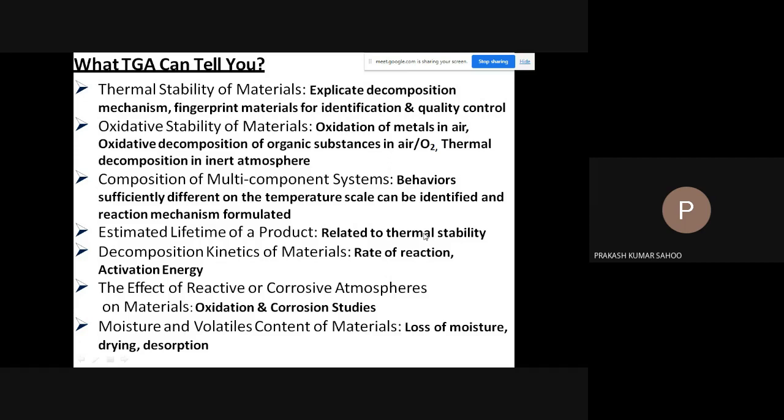Loss of moisture, drying, desorption, these things happen when there is a loss of moisture, means it is removal of water. That means mass loss will be 18 units. Then drying, if some drying agents or groups are there, like alcoholic group, ether group, then these will be lost. So there will be mass loss. And followed by desorption, if it is adsorbed on a surface and we apply heat or temperature, then what happens? There will be desorption. They will detach from the surface of the adsorbent.